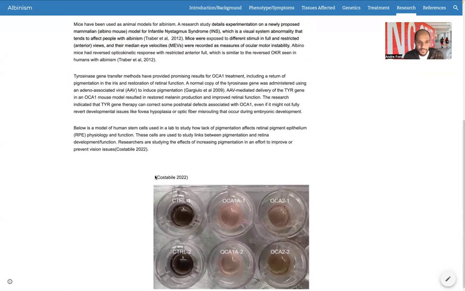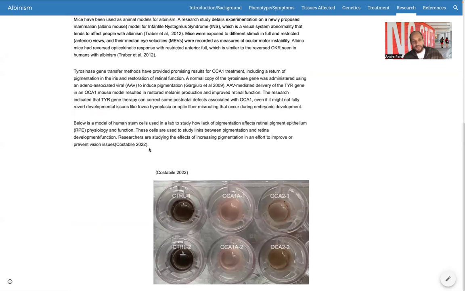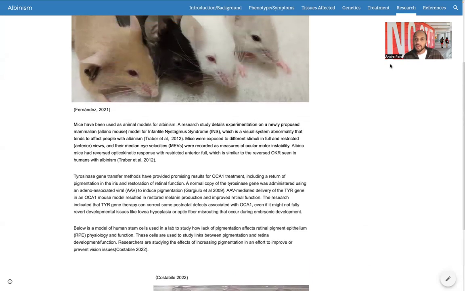And then they've also gone on to start working with human cells, specifically the retinal pigment epithelium. Essentially, they're trying to study this, see how they can maybe increase the pigmentation in these areas, which could then possibly improve the function and development of the retina. And if they catch it early enough, maybe they could even correct some issues in some younger patients.